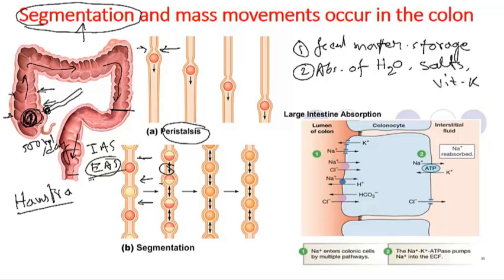So in this case, both the relaxation of the internal as well as the external anal sphincter is required for the urge for defecation. Now, the urge for defecation is developed by the relaxation of the internal anal sphincter, while relaxation of the external anal sphincter will actually make it happen, and that is under our control.